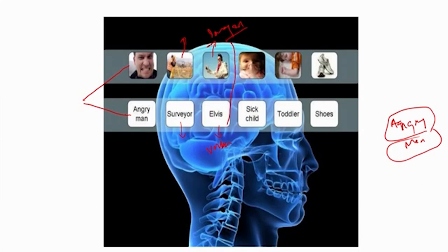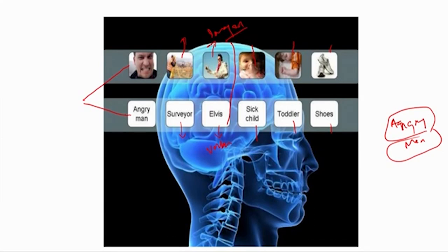So, my LTM stores two codes for everything, a verbal code and an imagery code. The verbal code is the one in which the linguistic abstract propositions are stored, and the imagery code is exactly an example of it. When I am thinking of a sick child, this is the image that I am thinking of, or a toddler, or shoes, this is the image that comes to mind. And so, what Allan Paivio says is that these two codes interact together to form the final representation, the final imagery, in long term memory.